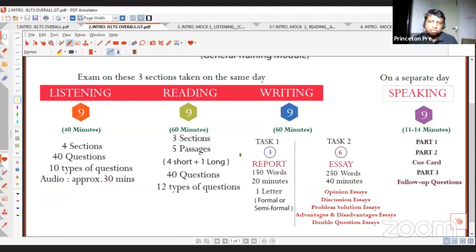And on a separate day, unless we are giving the CBT, the computer-based IELTS test, you'll have to take the speaking. Speaking doesn't work on computers. It's one-to-one; you will be talking with a person. It lasts for 11 to 14 minutes. We have, as I mentioned, part 1, part 2, and part 3, just like the academic one. Okay. So this is pretty much our IELTS module.